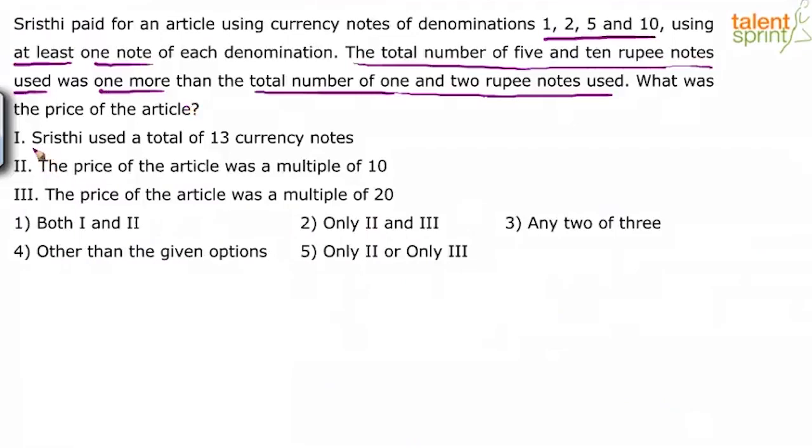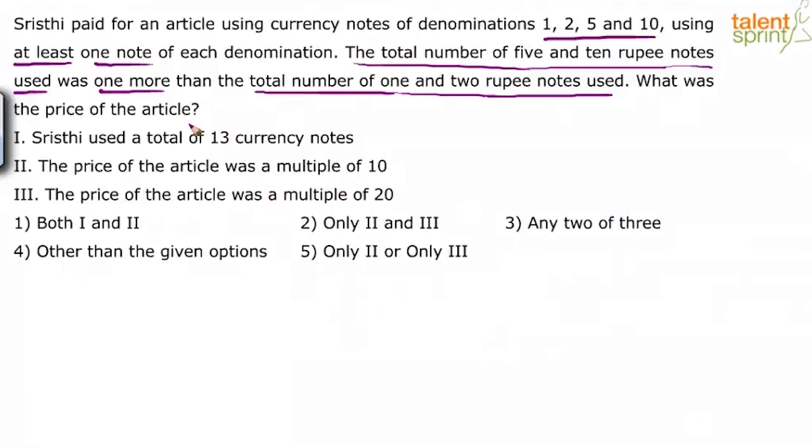Statement 1: Srishti used a total of 13 currency notes. Statement 2: the price of the article was a multiple of 10. And statement 3: the price of the article was a multiple of 20. So let's find out which of these statements can give us the answer.